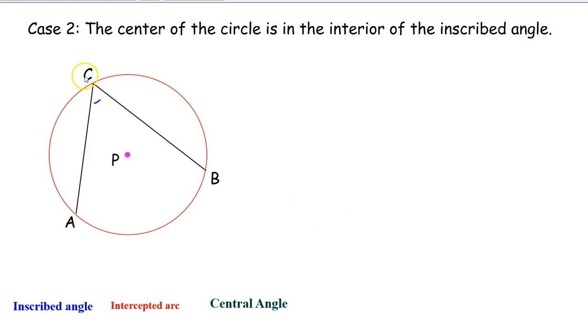we have to prove once again the same thing. What is that? The measure of angle ACB is equal to half of the measure of arc AB. In order to prove that, we have to make use of case 1 to get case 2. So let us draw one ray, or you can even draw a segment. If you want, you can just stop it at this point. That's fine. Now I'll call this point D.